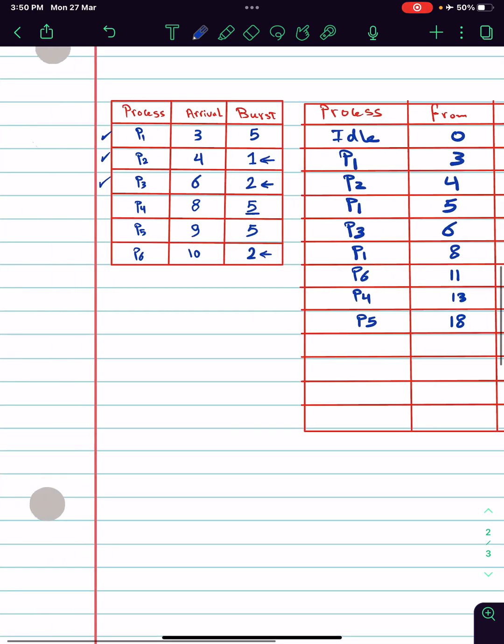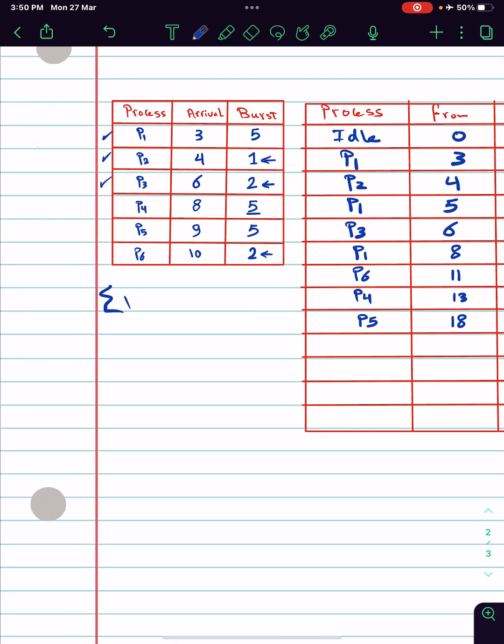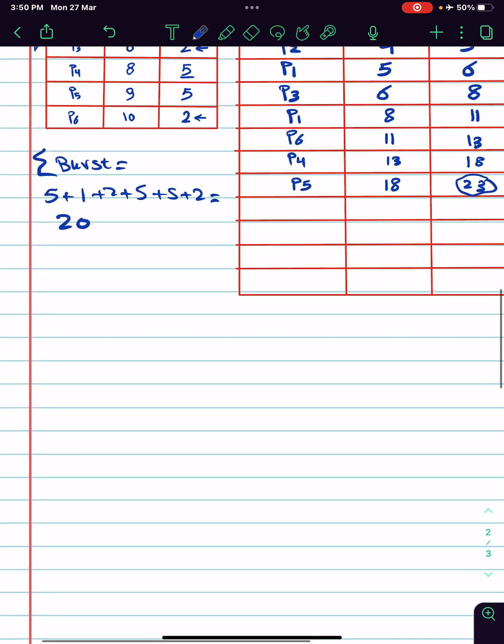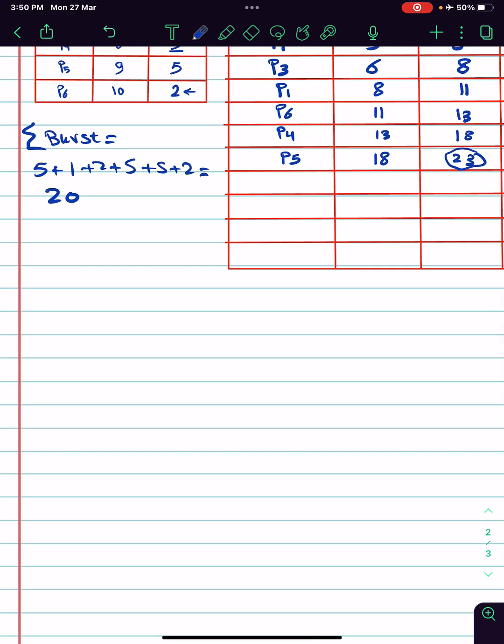Now let's get the sigma of the burst. That's going to be 5 plus 1 plus 2 plus 5 plus 5 plus 2, which is going to be 6, 8, 18, 20, right? We started at time 3, we finished at time 23, so that's a good sign, right? Now let's get the waiting time 1 until 6.